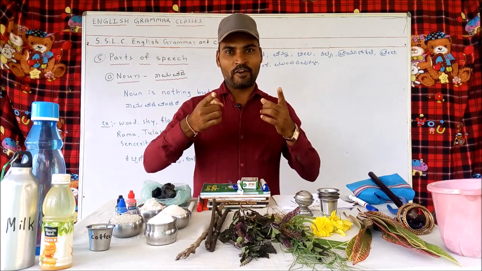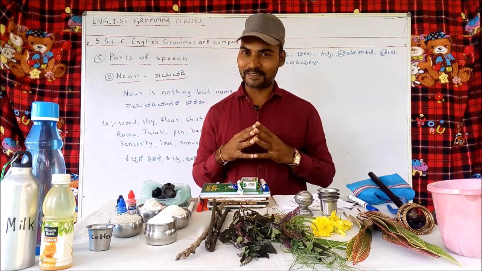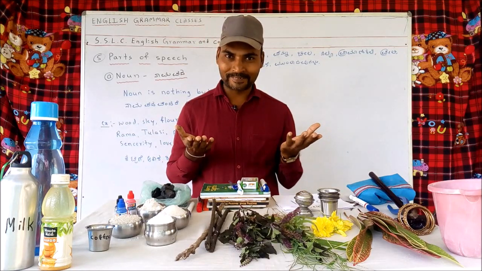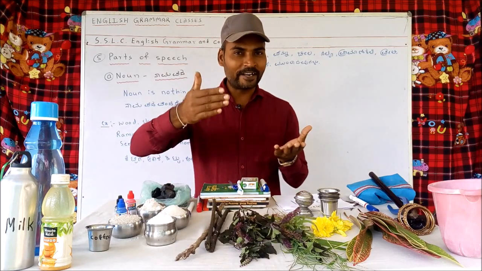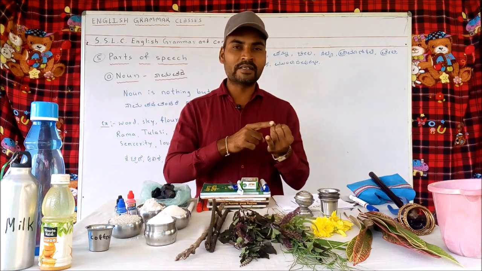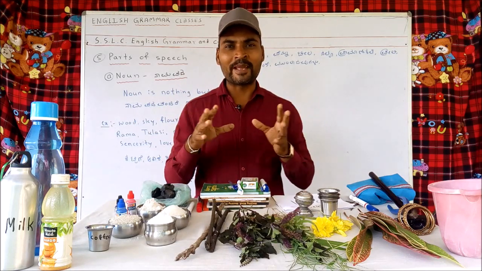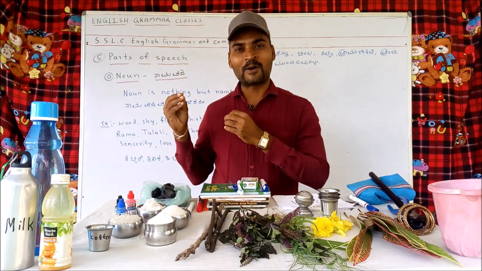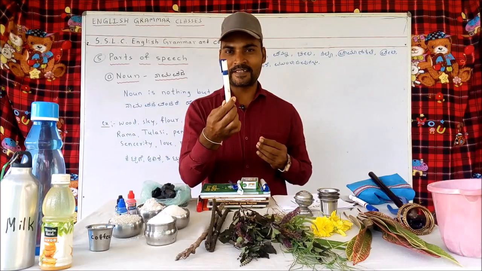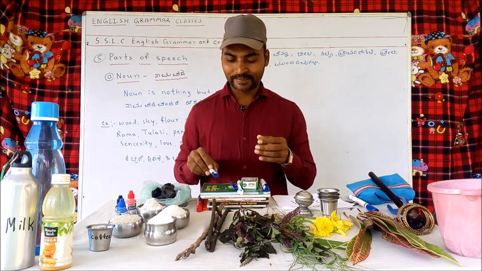In nature, you will find many crores of things, objects and materials. They all have names. Those names are nouns. Whatever we find in nature, maybe objects, persons, animals, birds, trees, all have their own names. These names are nouns. This is an object. What is the name of this object? Pen. So pen is a noun.